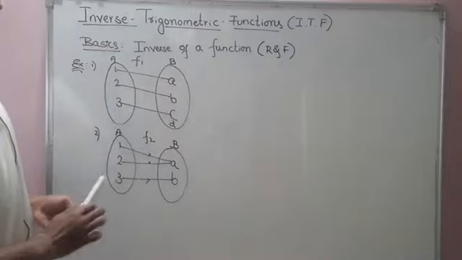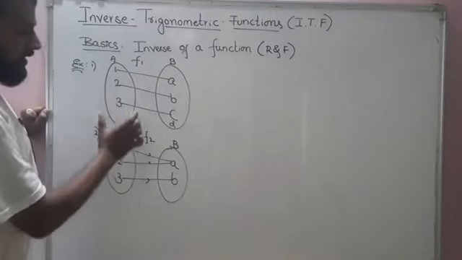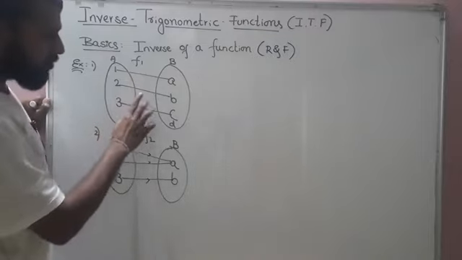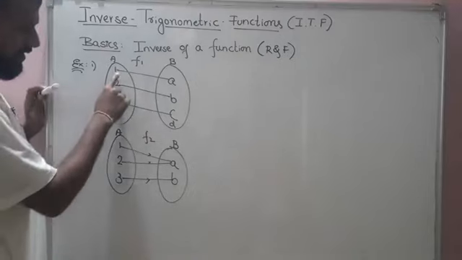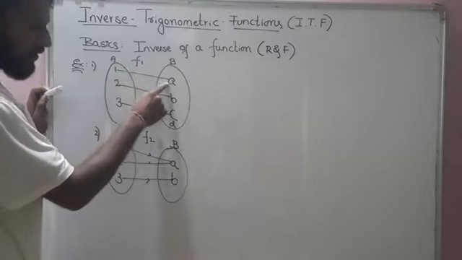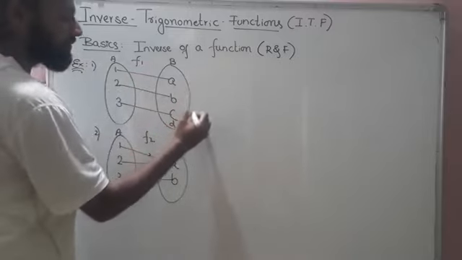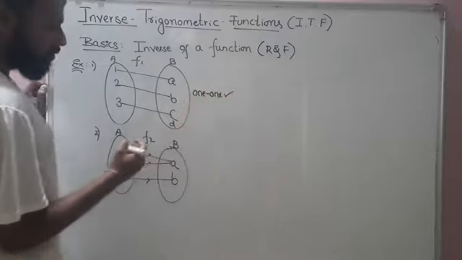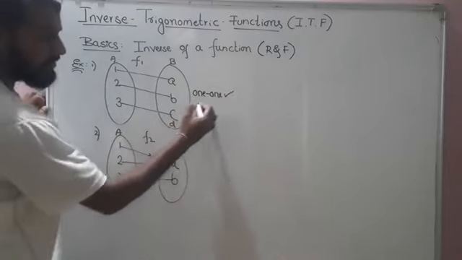Okay, let's see. I have written two examples here, example 1 and example 2. You need to tell me whether the first function f1 is 1-1 and onto. You can easily see that each element of A is connected to only one element, isn't it? 1 is connected to A, 2 is connected to B, 3 is connected to C. All are connected differently, so I can say this is 1-1. How about onto? It is not onto because D is left, not connected. So this is not onto.